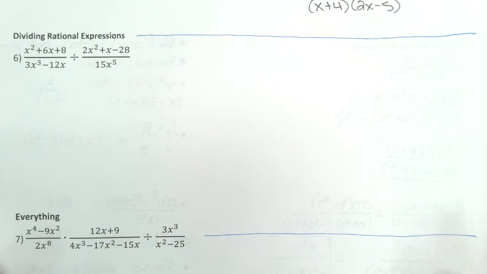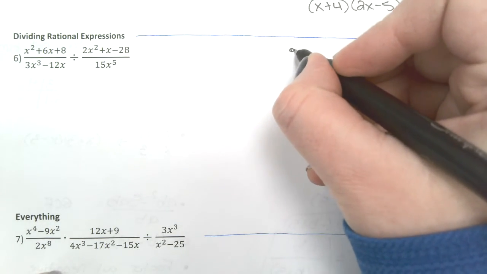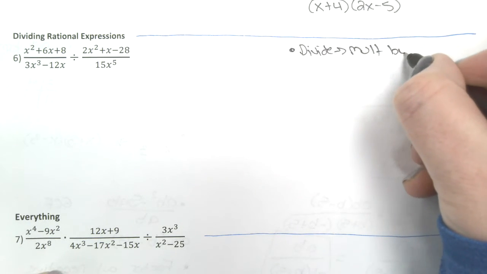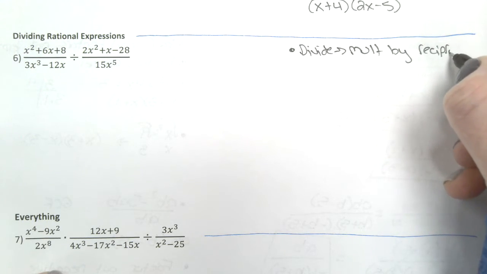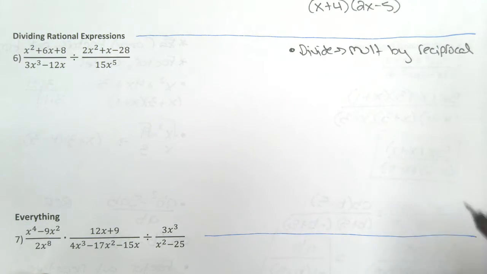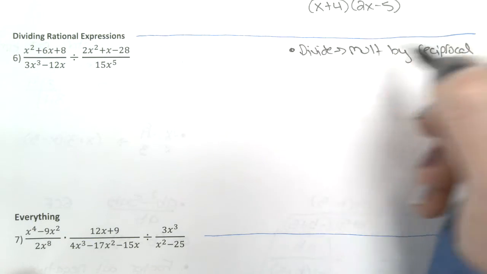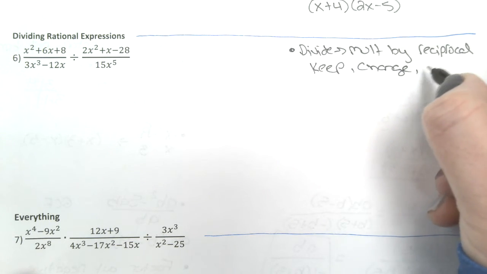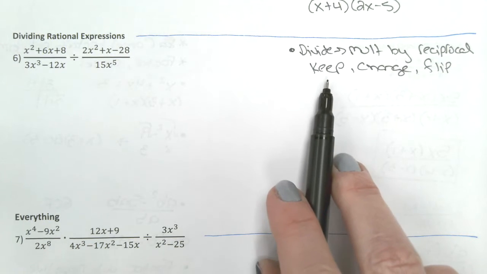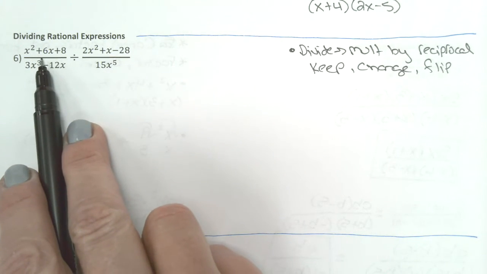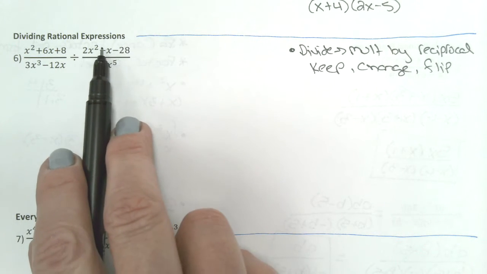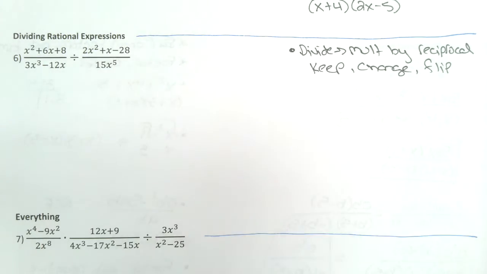On the next one, when we divide fractions, we multiply by the reciprocal. So when we divide, we're going to multiply by the reciprocal. And maybe in grade school or something, you called it keep, change, flip. So keep, I'm going to keep this first one after I factor it. I'm going to change divide to multiply, and I'm going to flip. So the x to the 5 goes on top, and that one goes on bottom.